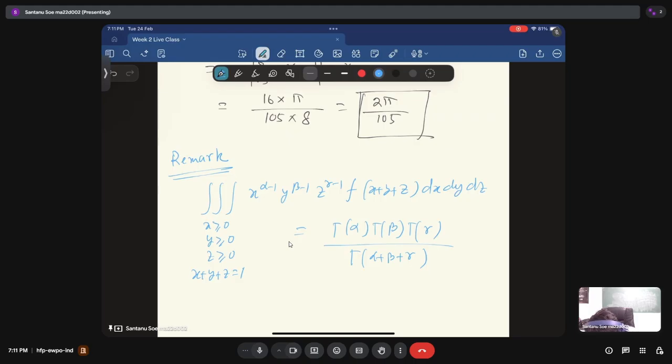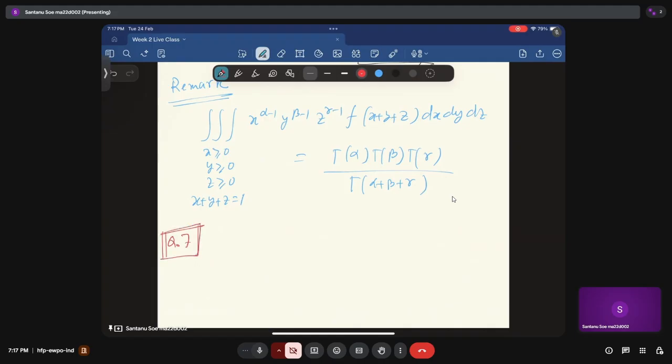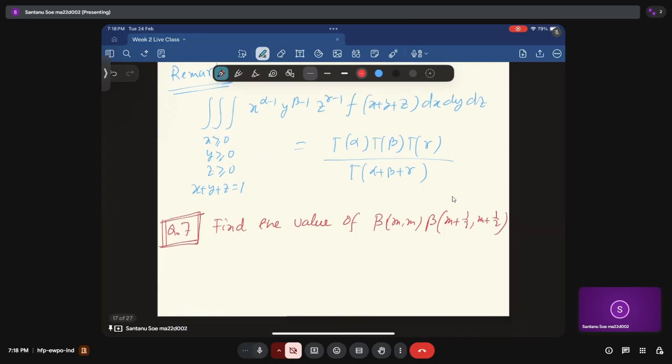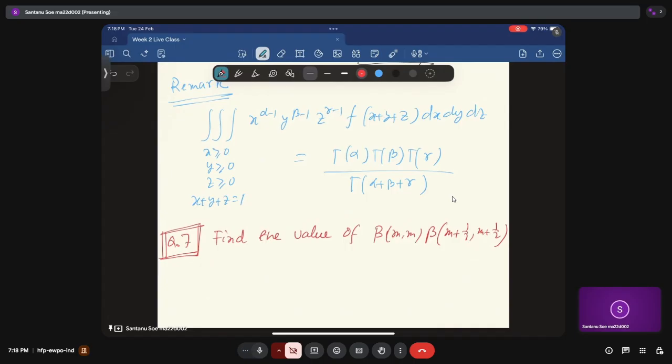Okay, so now we're going to go to the next question. Find the value of beta of m comma m into beta of m plus 1/2 comma m plus 1/2. Okay, so solution.